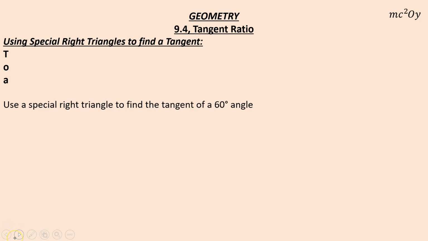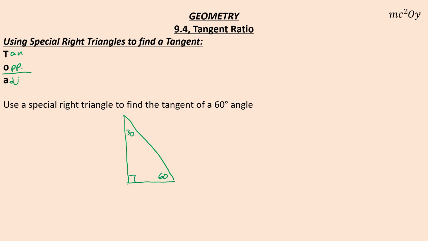Well, let's go ahead and take a look at this in another way. Let's say I'm dealing with special right triangles, and I know that the tangent is equal to the ratio opposite over adjacent. Okay? Use a special right triangle to find the tangent of a 60-degree angle. Well, some special right triangles, remember we have a 45, 45, 90, and a 30, 60, 90. So go ahead and draw in a 30, 60, 90 here since we're using special right triangles. Here's my 60, here's my 30.